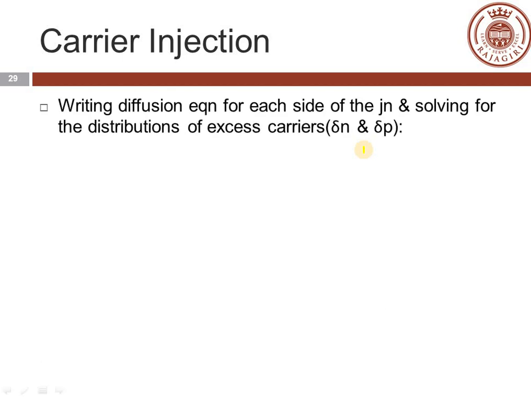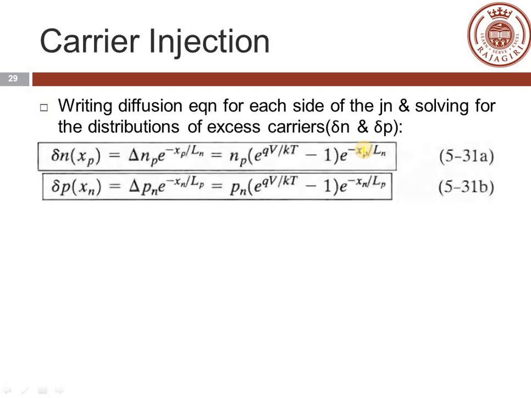Now we will be writing the diffusion equation on both sides of the junction and solving for the distribution of excess carriers. This delta n and delta p, the small delta n, small delta p. We get small delta n at xp, that is, electrons diffusing towards the p region, equal to capital delta np e to the power minus xp by Ln. So this was the solution of the diffusion equation we solved earlier. The only difference is that to indicate this is in the p region, we have the suffix p here, xp and np.